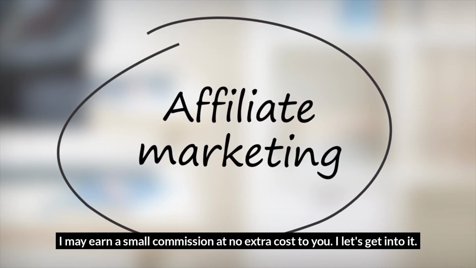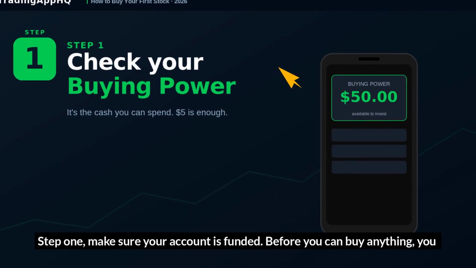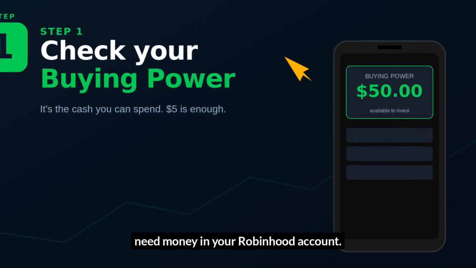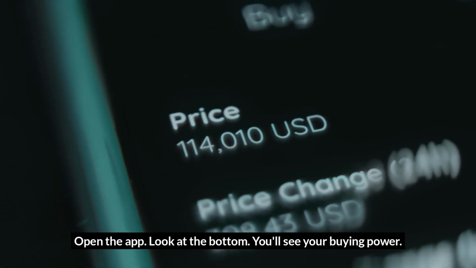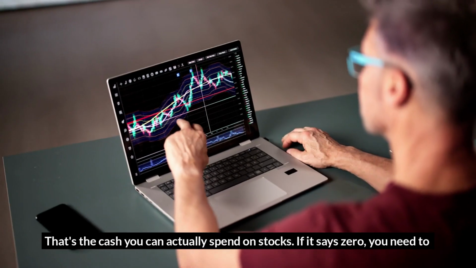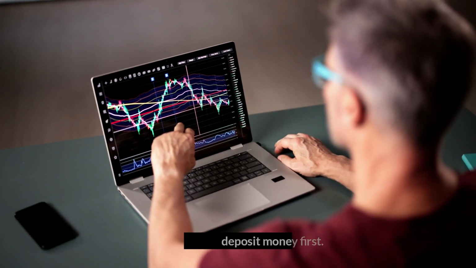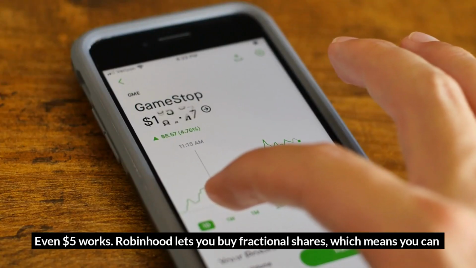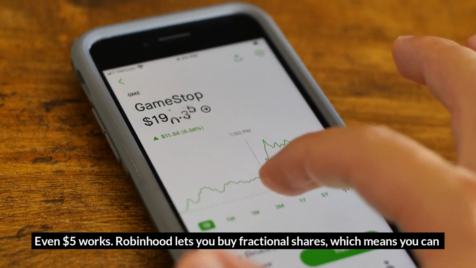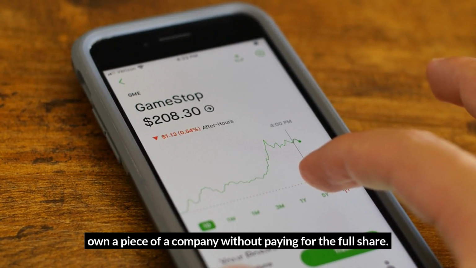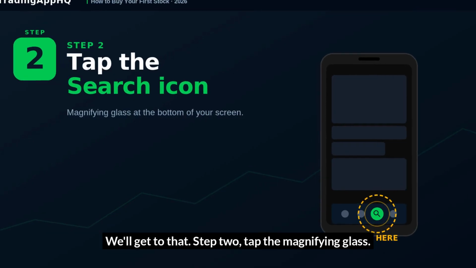Let's get into it. Step 1. Make sure your account is funded. Before you can buy anything, you need money in your Robinhood account. Open the app, look at the bottom, you'll see your buying power. That's the cash you can actually spend on stocks. If it says zero, you need to deposit money first. Even $5 works. Robinhood lets you buy fractional shares, which means you can own a piece of a company without paying for the full share. We'll get to that.